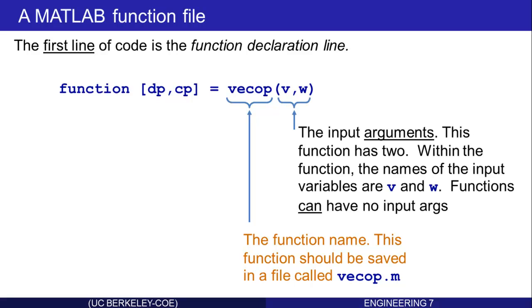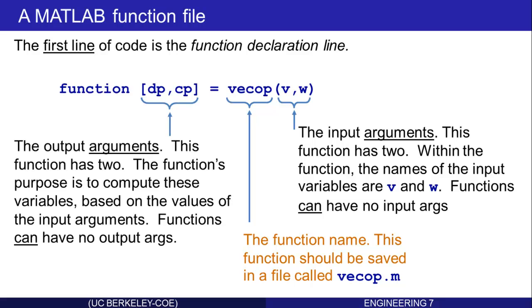Following the function name, there's a parenthesis and a comma-separated list of variable names. These are the input arguments. This particular function has 2 input arguments. Now within the function, the names of the input variables are going to be v and w. Functions also can have no input arguments.